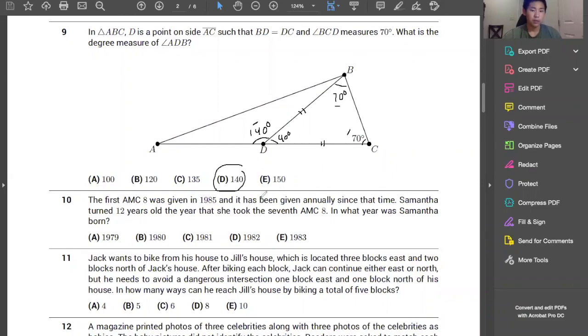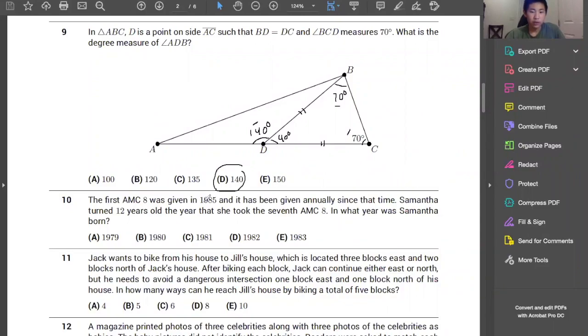Okay, on to problem 10. The first AMC 8 was given in 1985 and has been given annually since then. Samantha turned 12 the year she took the 7th AMC 8. And we want to know what year she was born in. So if the first AMC 8 was given in 1985, then the 7th one would have been given 6 years later. So 1985 plus 6 is 1991. That's when the 7th AMC 8 would have been.